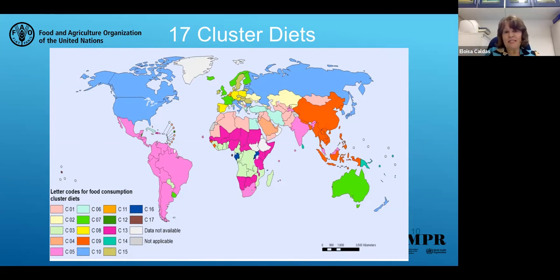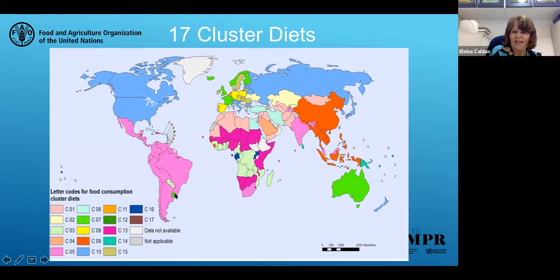There was a group of statisticians and mathematicians who applied a model to that FAO data and found 17 different patterns of food consumption, of all the foods. I like the 13 cluster diets better, to tell you the truth, because in these 17 cluster diets, we in Latin America all belong to cluster 5, with the exception of Paraguay and Uruguay.